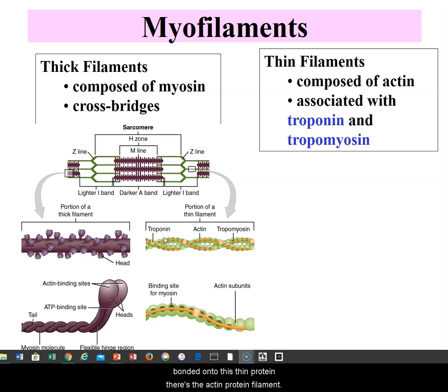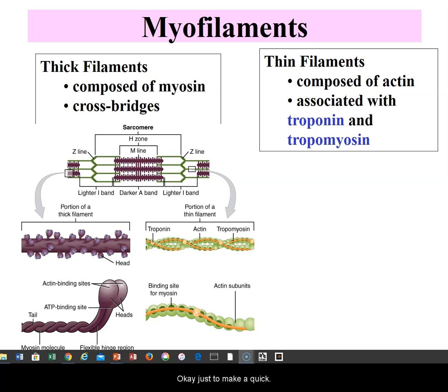There's the actin protein filament. And if you will think about this as beads, two strings of beads twisted around, and this string that is holding these beads together, that would be the tropomyosin. And then attached to the tropomyosin are going to be these larger beads called troponin. This is a type of protein, the tropomyosin, and this is another type of protein, the troponin.